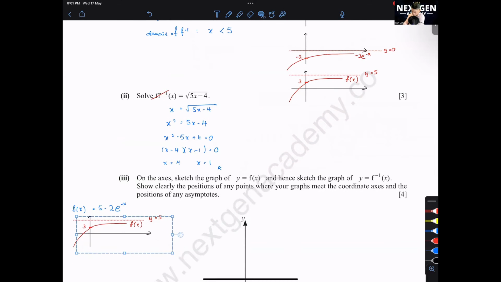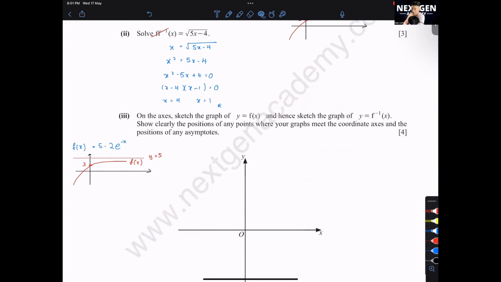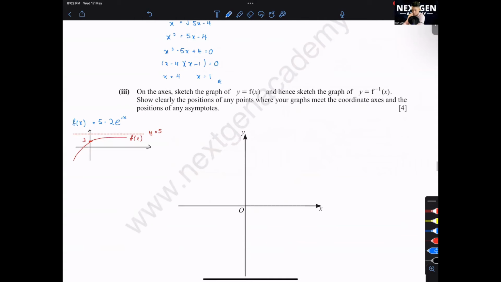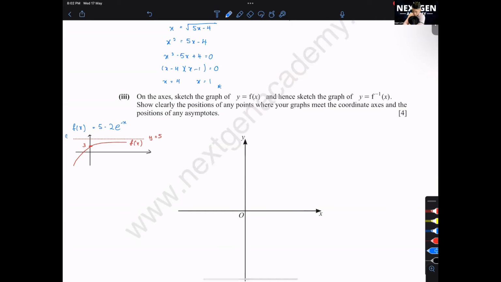But there are some things that I don't have yet, like the x-intercept. Actually, your y-intercept you can calculate. You just sub in x equals 0. So 5 minus 2e to the power of 0 means 5 minus 2. That's how you get 3. This is your shape and your intercept. How did we get the 3? Y-intercept means x equals 0. So y equals 5 minus 2 times e to the power of 0, which is 1. Then you get 3. That's why your y-intercept is (0, 3).